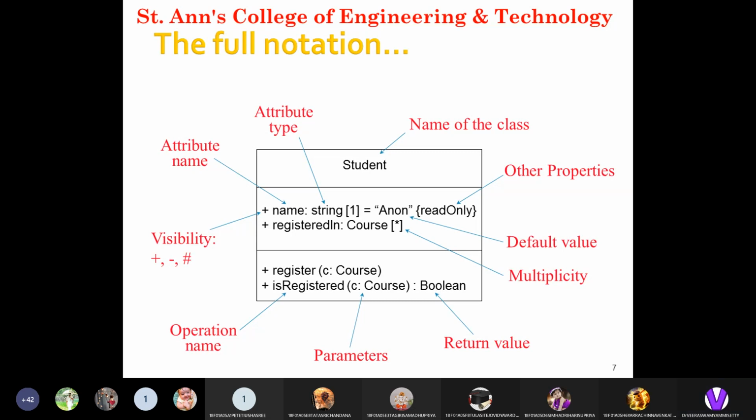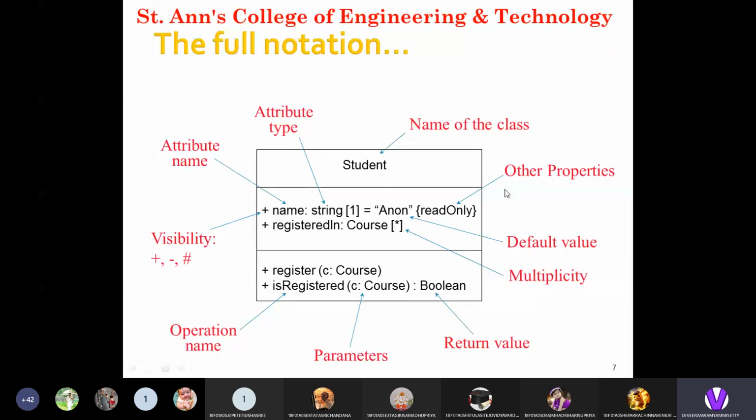A class consists of a class name, attributes, and operations. Let us take Student as a class name. Student is a class name, so that should be the name of the class. If you want to define a class attribute, it must have the visibility, name, attribute type, default value, and other properties. All these come under the attributes of the class.